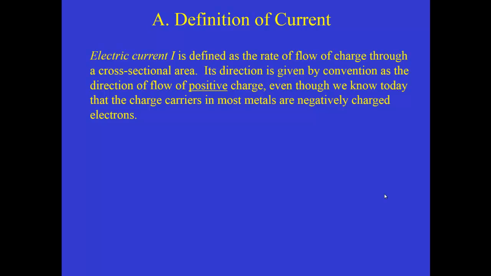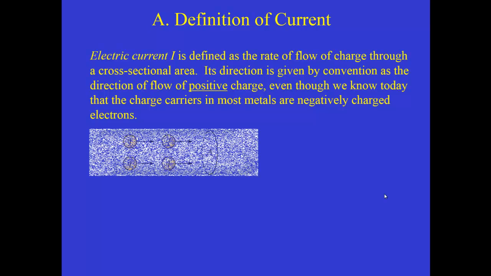The direction of current is defined, and this goes back to the days of Benjamin Franklin, by the convention that the flow of positive charge is the direction of the current flow. Today we know otherwise. We know that in most metals and many other materials the flow of electric current is carried by negative charges, but we still stick with the original convention.